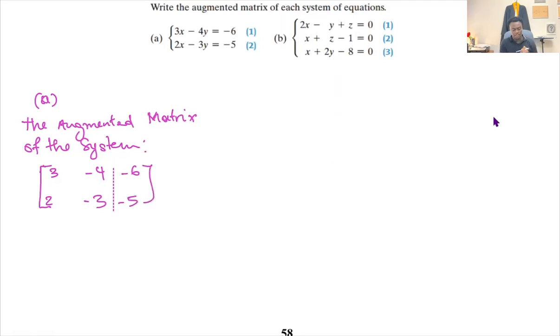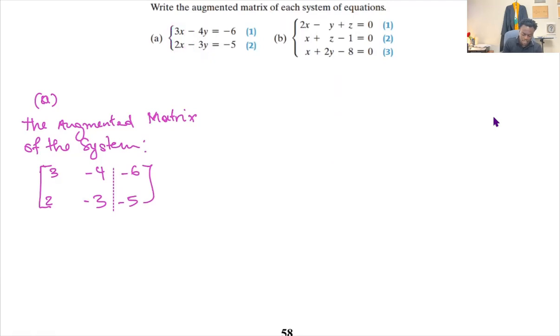So this is the augmented matrix for the system A. And as you can see, those are the coefficients of x, they are in the same column. Those are the coefficients of y, they are in the same column, separated by the dotted line.